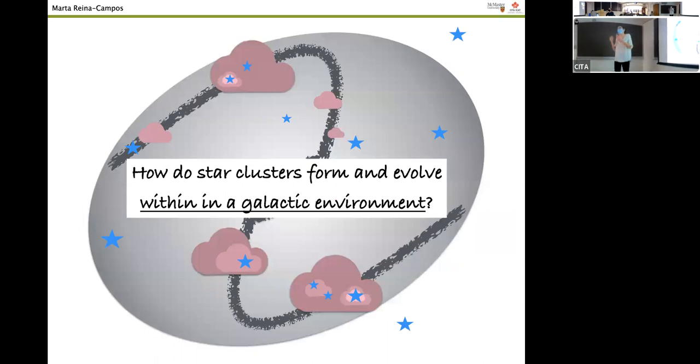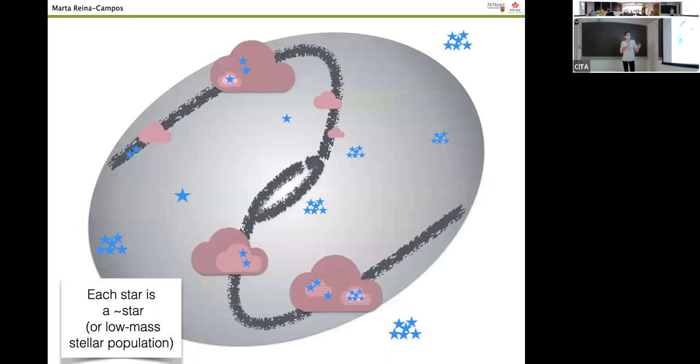Now we can say, well, actually, maybe one cloud is too limiting. I actually want to include the galactic environment in my simulation. So the next question we might want to address is how do star clusters form and evolve within a galactic environment? These simulations are the state of the art. They're really nice because they are pushing the resolution of the simulation. So it's that one star in this simulation is actually one star in the universe, or at least a low mass population, so a few hundred or few thousand solar masses.